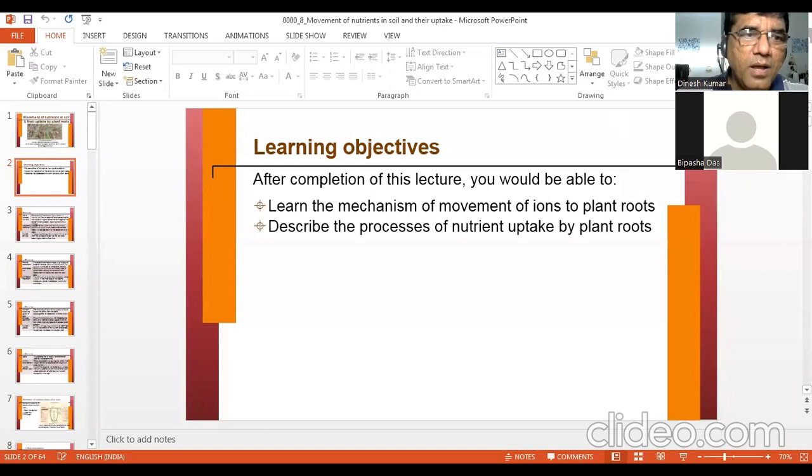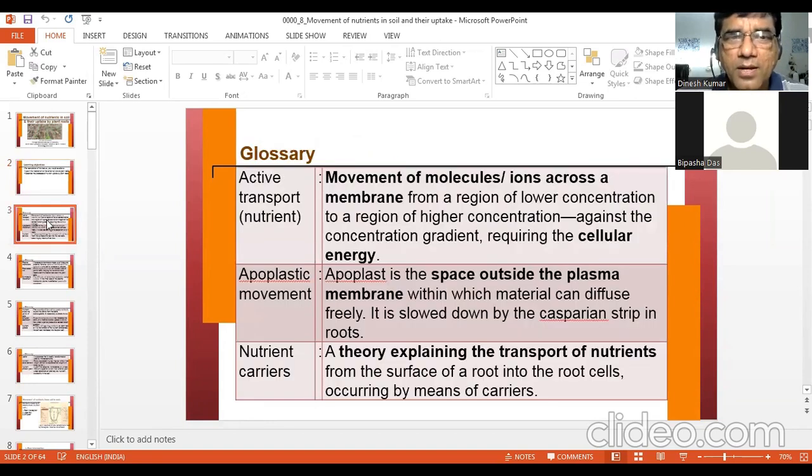So we learn some fundamental things, then move to some advanced aspects of this. Let us see, sometimes it is active transport. Mostly people say that nutrient uptake is done by two processes, active transport and passive transport. And later on, you will know there is one more kind of transport, that is membrane transport.